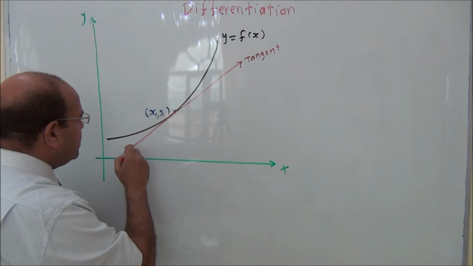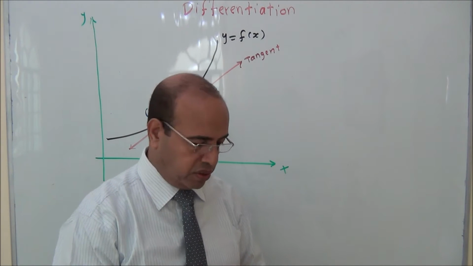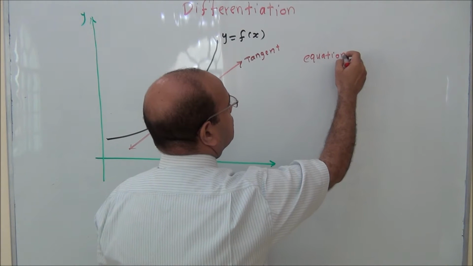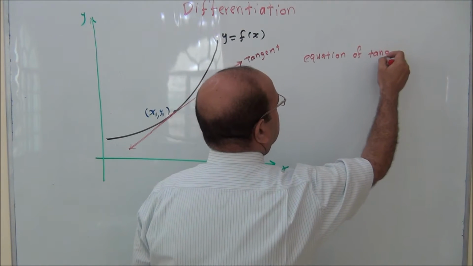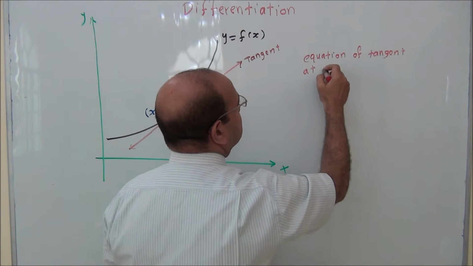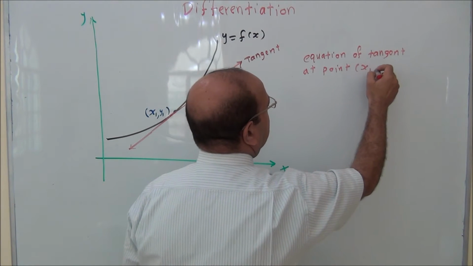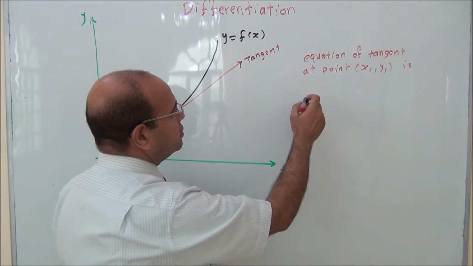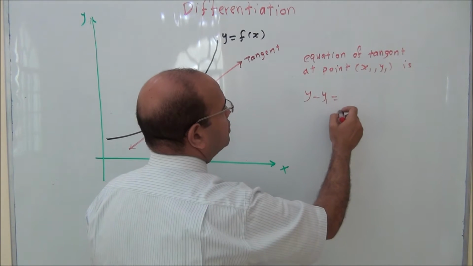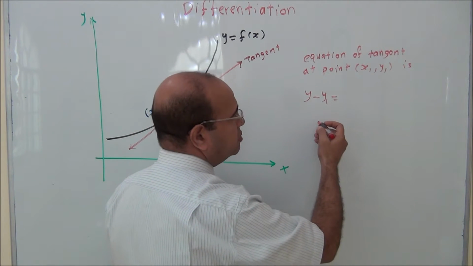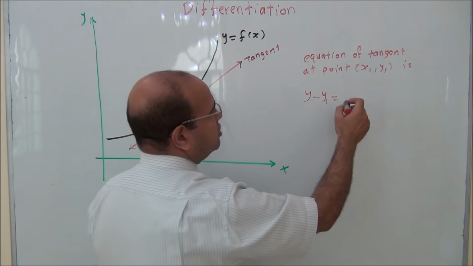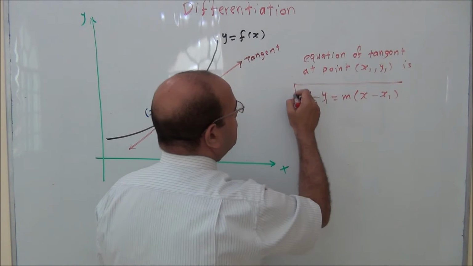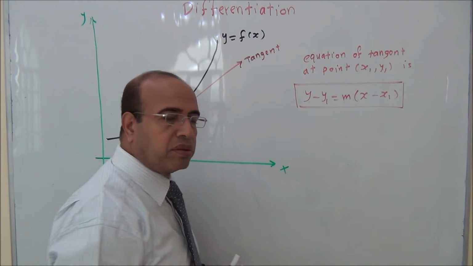So, what is the equation of the tangent? The equation of the tangent at the point x1, y1 is y minus y1 equals the gradient of the tangent at this point, noted by m, times x minus x1. So this is the equation of the tangent.